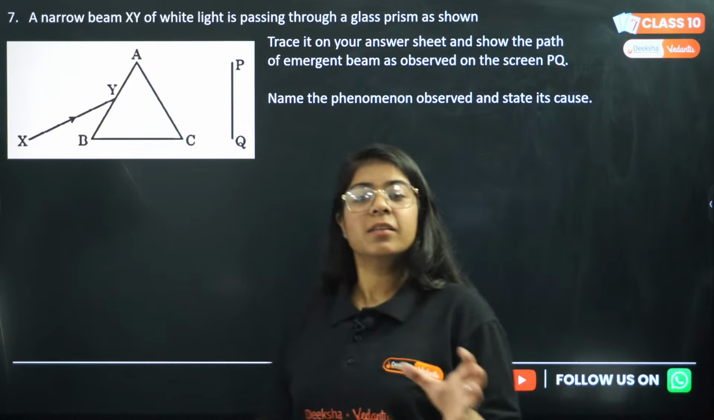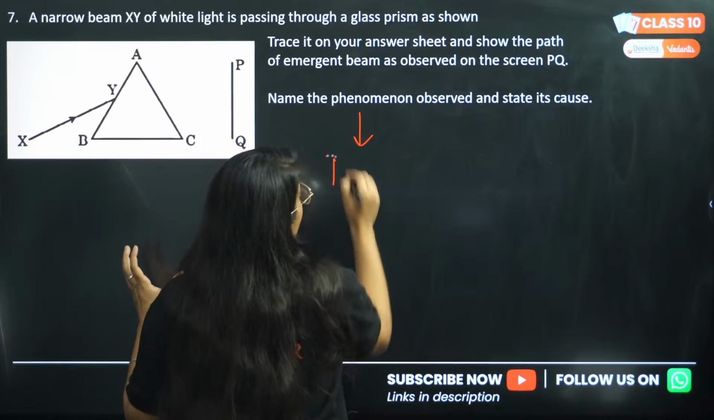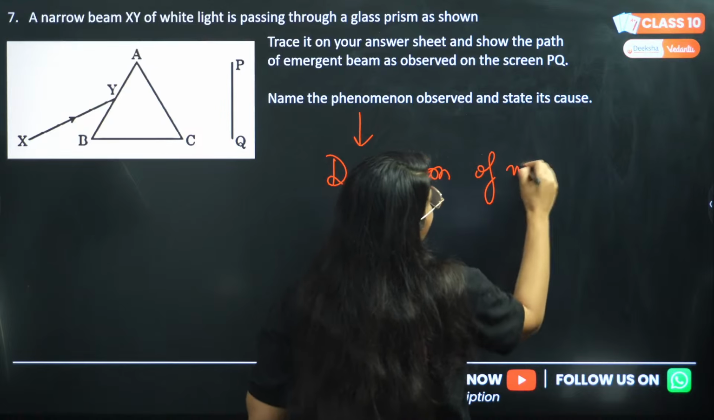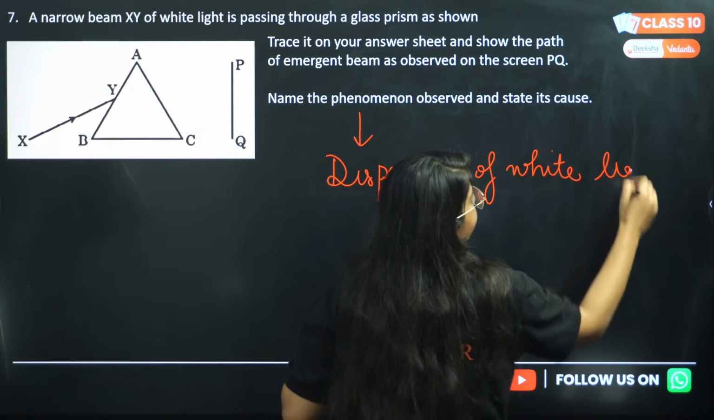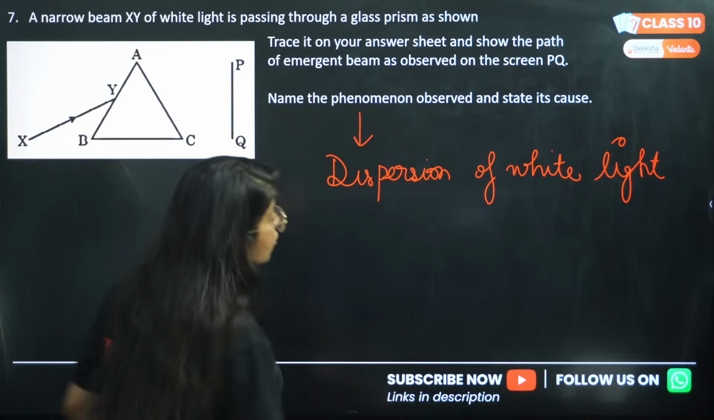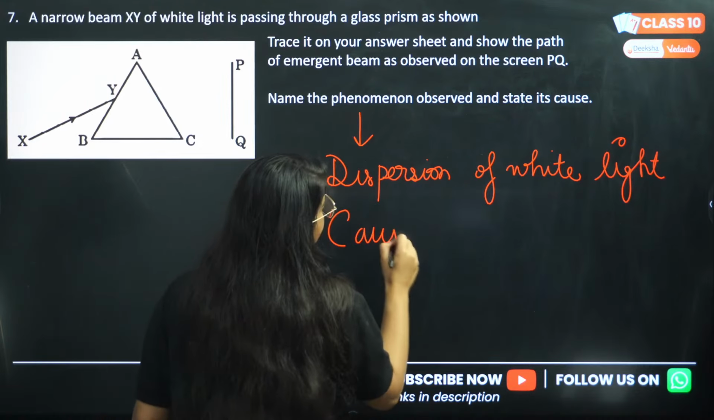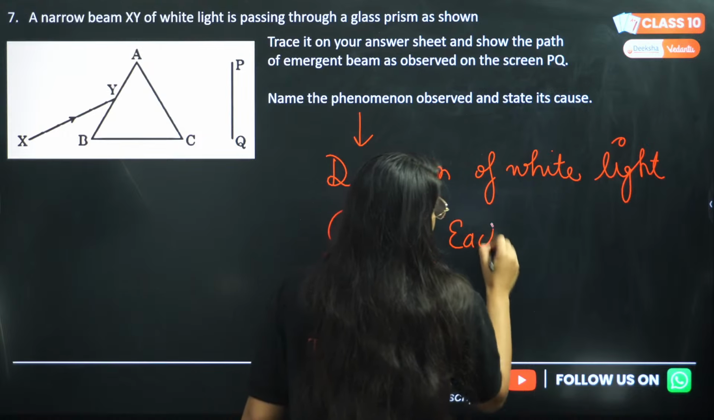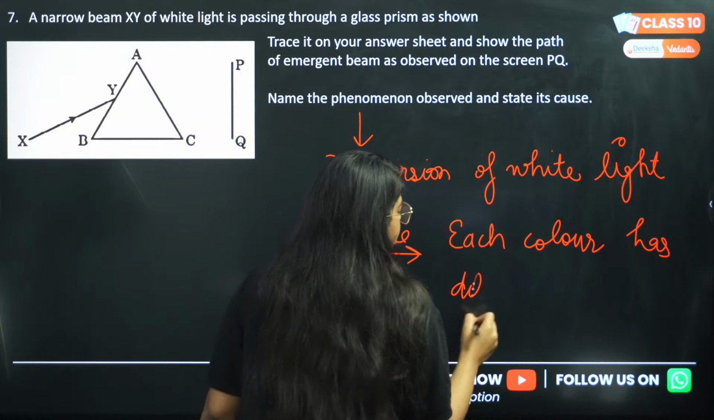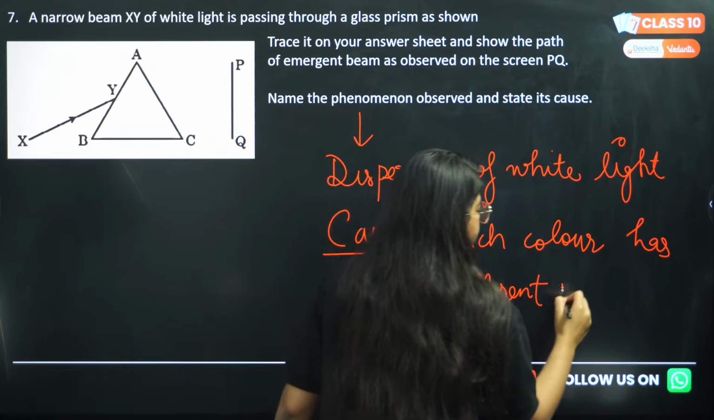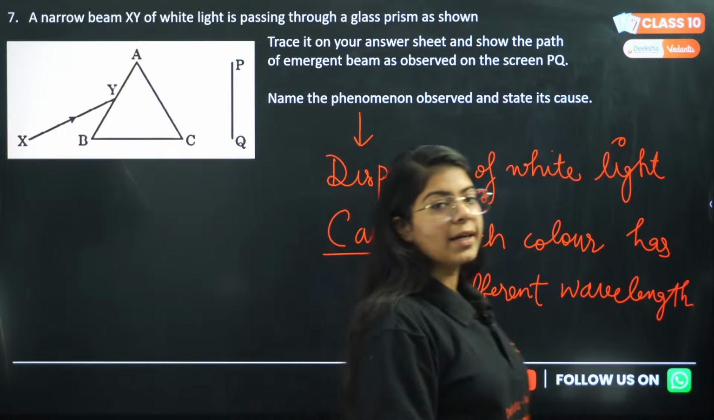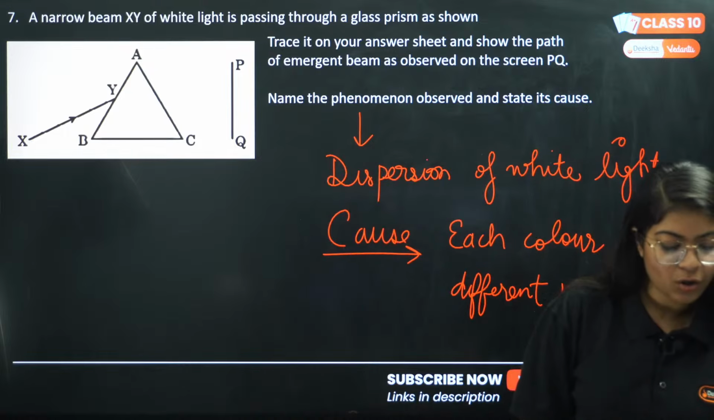Here the phenomena happening is actually dispersion. It's a dispersion of white light into its 7 constituent colors. And for the cause you can write that each color has a different wavelength, so they bend at different angles when passing through the prism, and that's why they get dispersed into its 7 constituent colors.